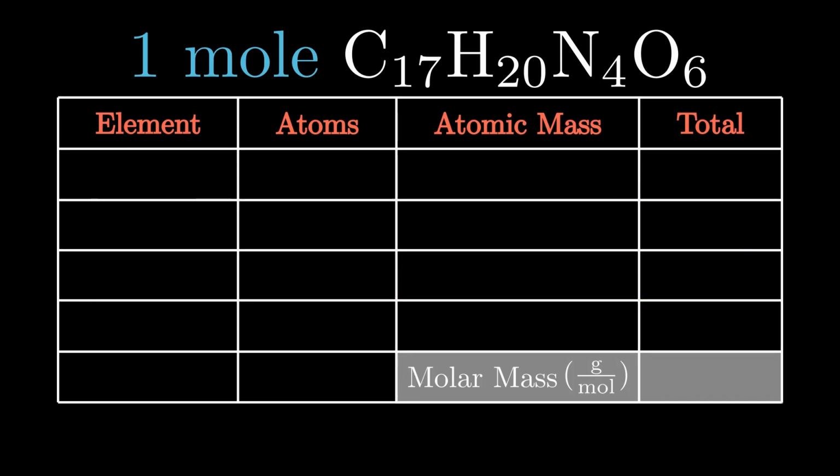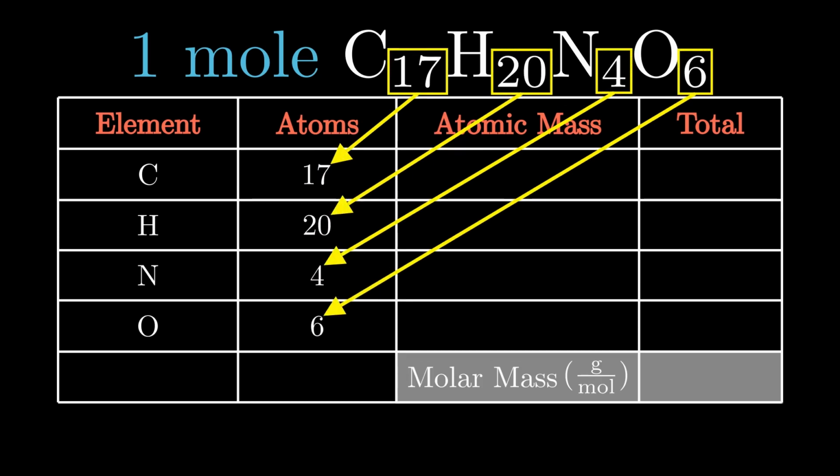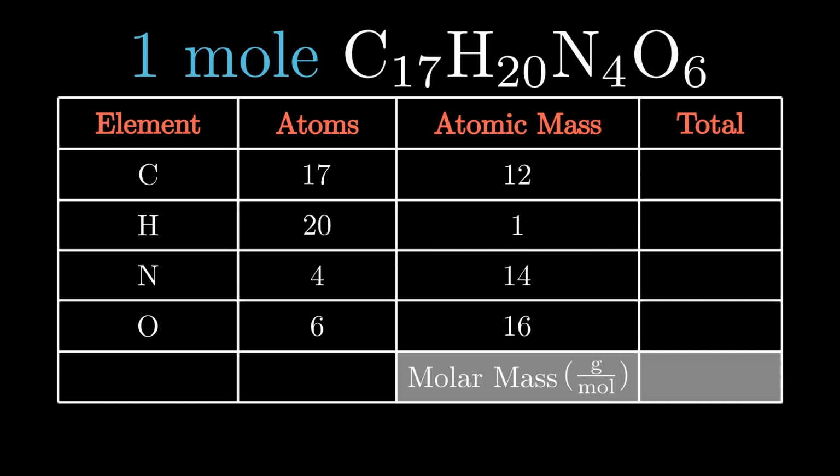There is no guessing or remembering conventions to get atom counts for each of these elements. As you get familiar with the periodic table, you'll memorize these atomic masses pretty easily too. After that, a bit of multiplication and addition later, and the molar mass is 376 grams per mole.